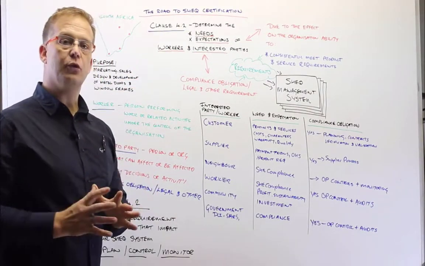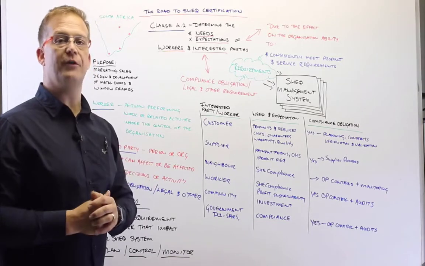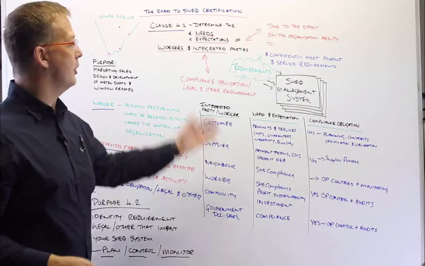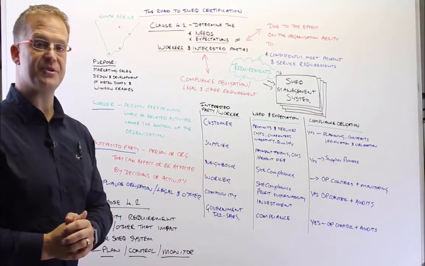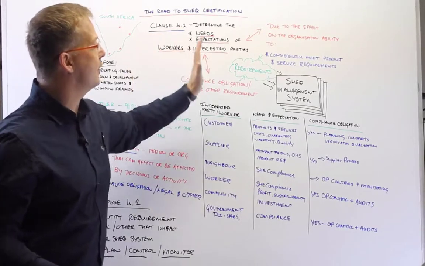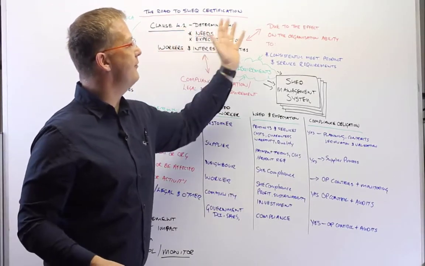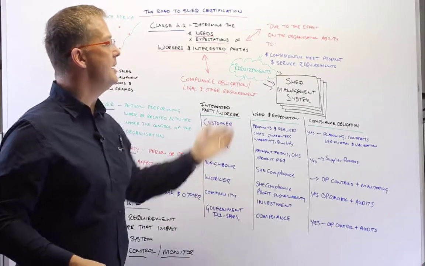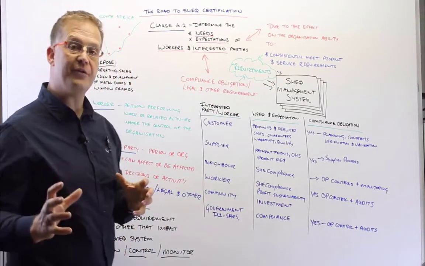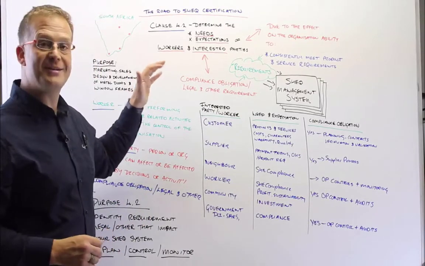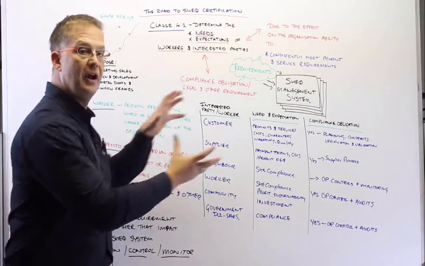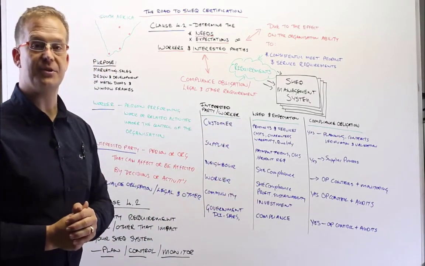In terms of clause 4.2, what we're focusing on is that we need to identify requirements that are going to affect our SHEQ management system. ISO 9001 refers to it as needing to consider the requirements that will have an effect on the organization's ability to consistently meet product and service requirements. So from a health and safety perspective, we want to identify the needs and expectations of workers and interested parties that will affect our SHEQ management system.